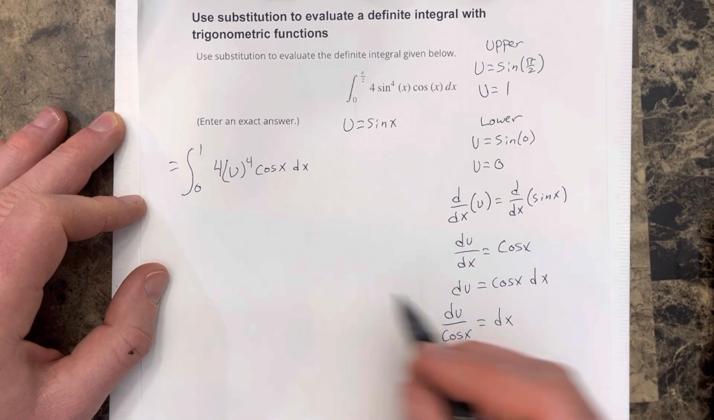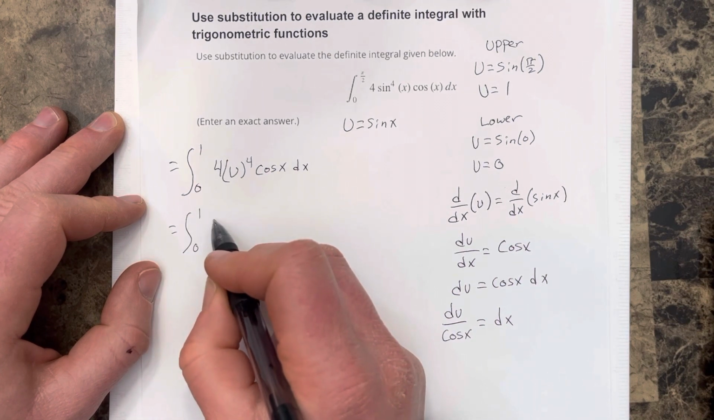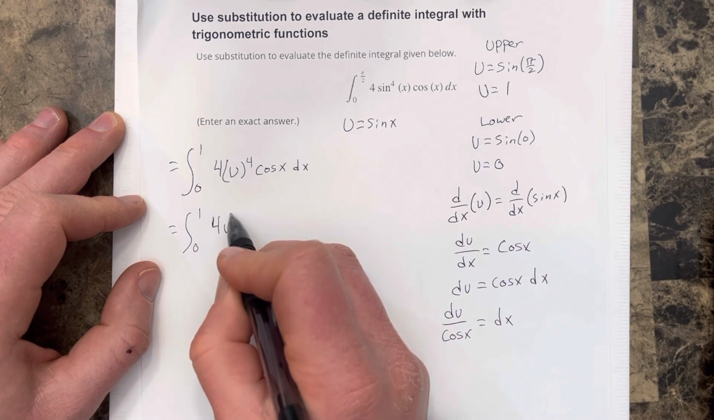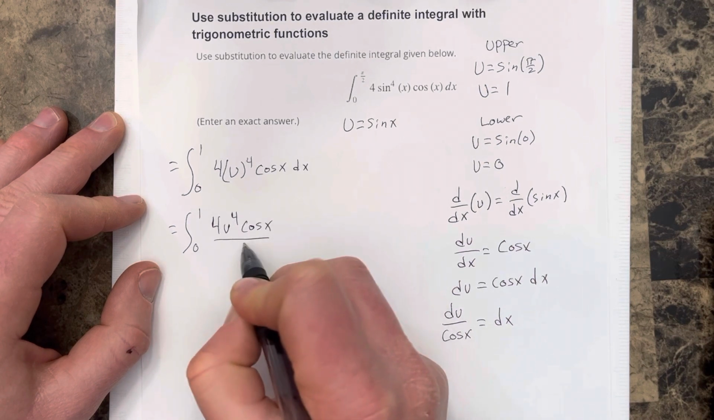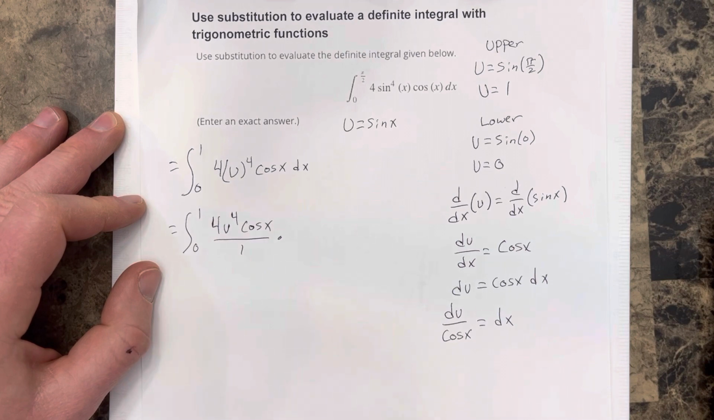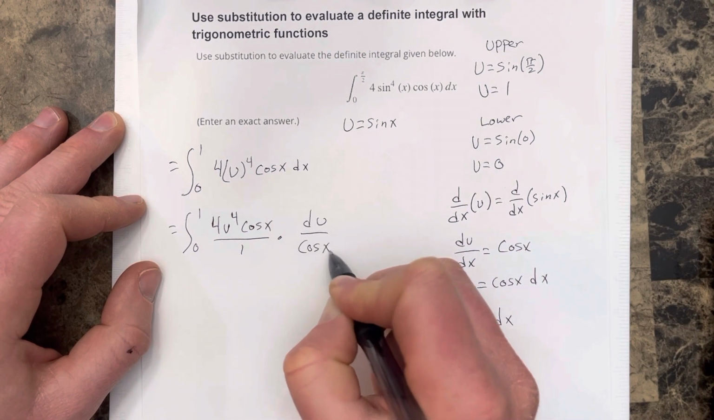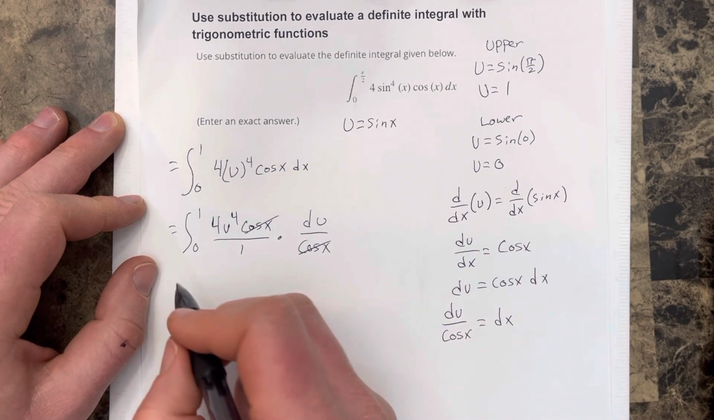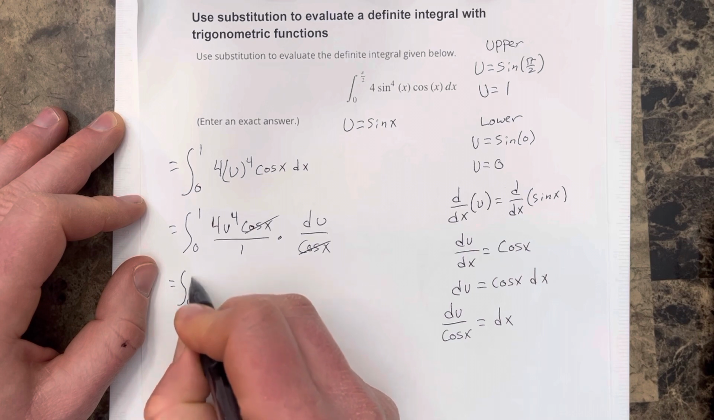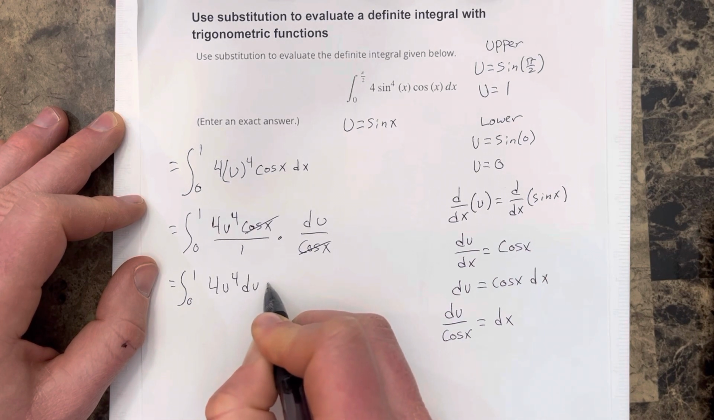Let's resubstitute this in over here. So I get the integral from 0 to 1 of 4 u to the fourth cosine x all over 1 times du over cosine x. You can see that the cosine x's would cancel, and I'm left with the integral from 0 to 1 of 4 u to the fourth du.